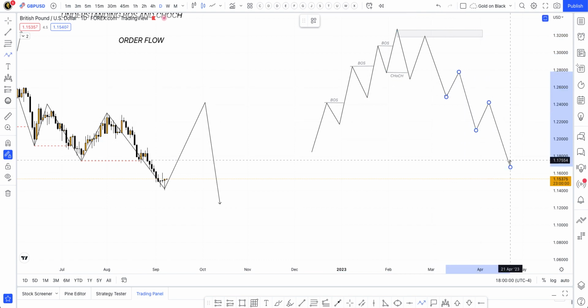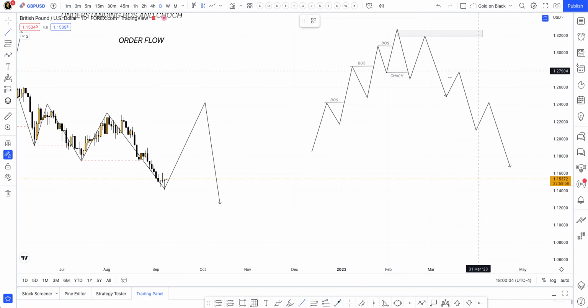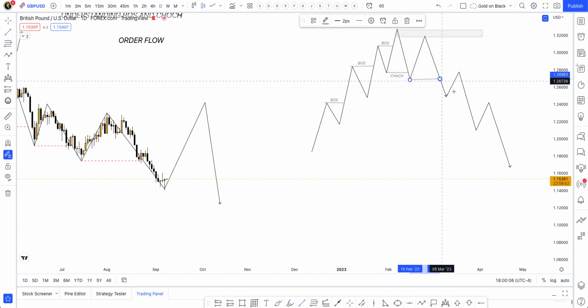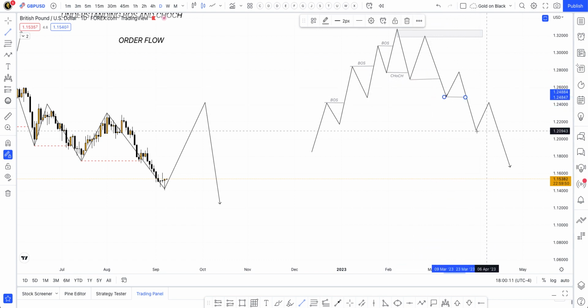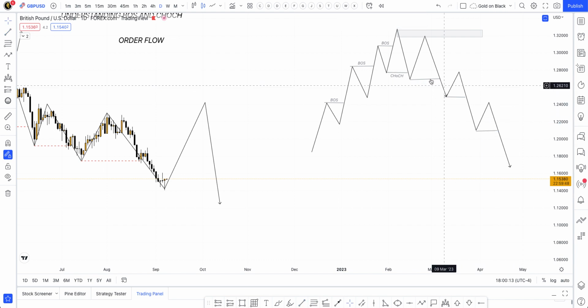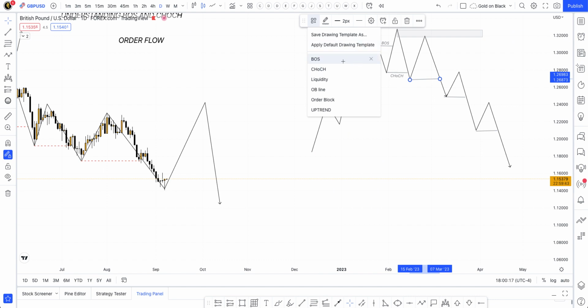And now most likely you're going to be seeing what? You're going to see breaks of structure now to the downside. So price broke now this low, it broke this low, and so on, right? So now this is the change of character. Now you're seeing all of this are BOS. Okay?